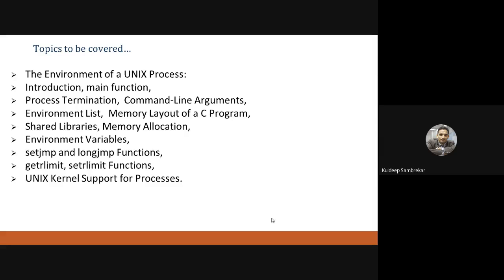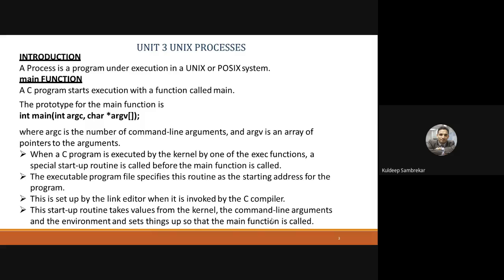Then we spoke about process termination, right? There are two ways of process termination. One is the normal way, the other one is the abnormal way. That is what I'm talking about now. We start with main first. We all know now how the program executes.